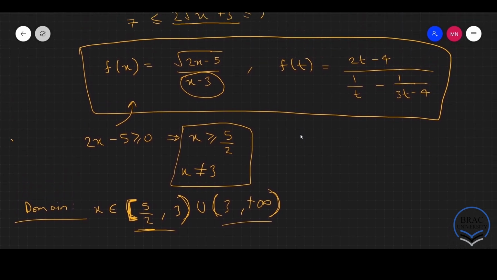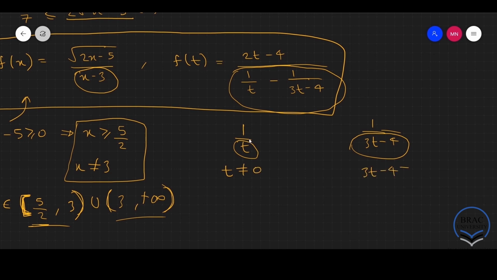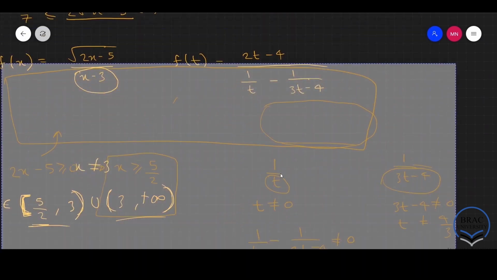And for our next function, we have several rational expressions, right? First of all, we have 1 by t, and we have 1 by 3t minus 4. Just from these rational expressions, we can see that the denominators cannot be equal to 0. So t in this case cannot be equal to 0, and in this case 3t minus 4 cannot be equal to 0. That means t cannot be equal to 4 by 3. And on top of this, the entire expression also cannot be equal to 0. So we have 1 by t minus 1 by 3t minus 4. This whole expression cannot be equal to 0.